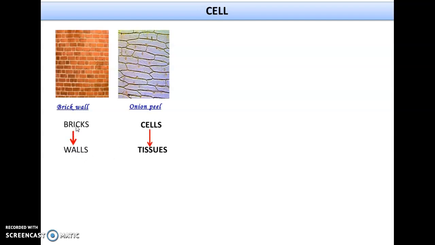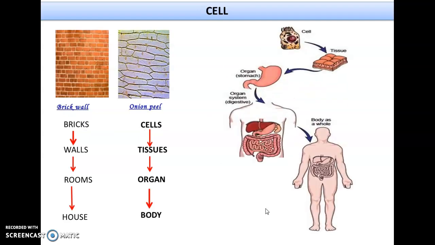If we say the bricks make walls and cells make tissue, likewise walls make rooms and tissues make organs, and rooms make a house and organs make a body, right? We can compare the bricks with cells. In this picture you can clearly see that a group of cells make tissue, tissues form organs, many organs form an organ system, and organ systems form the whole body. We can say that a cell is a structural and functional unit of life.